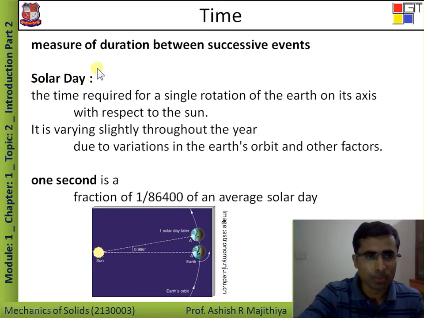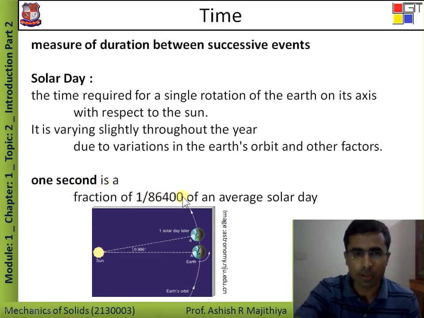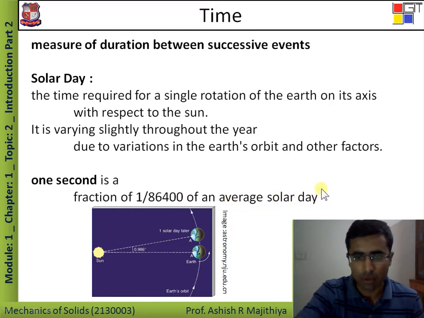So from the concept of the solar day, we have derived the concept of the second. A second is a fraction of 1 divided by 86,400 of an average solar day. So we have considered here an average solar day, and this fraction of that day is called 1 second.